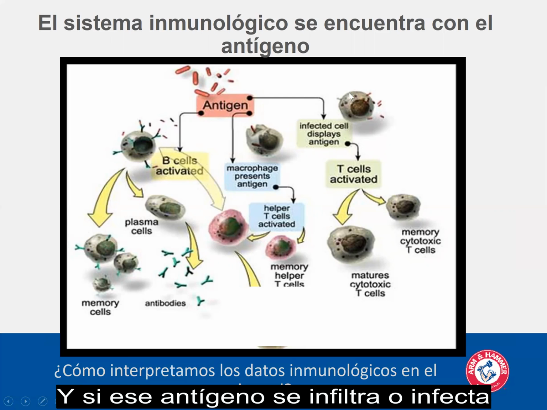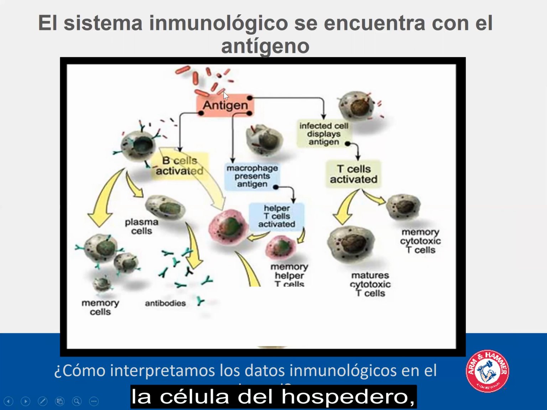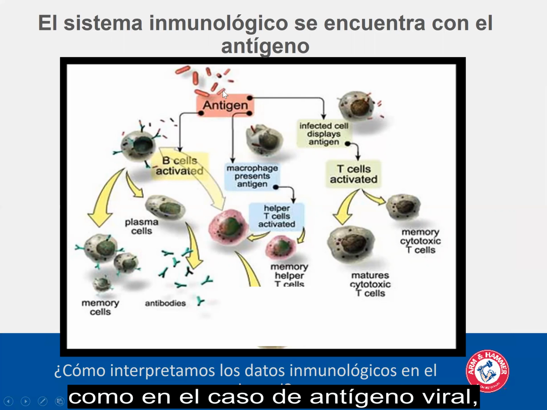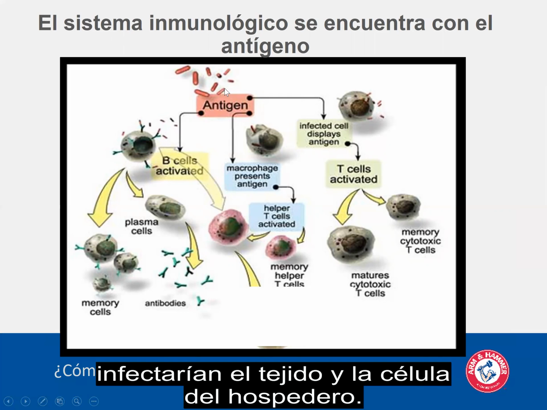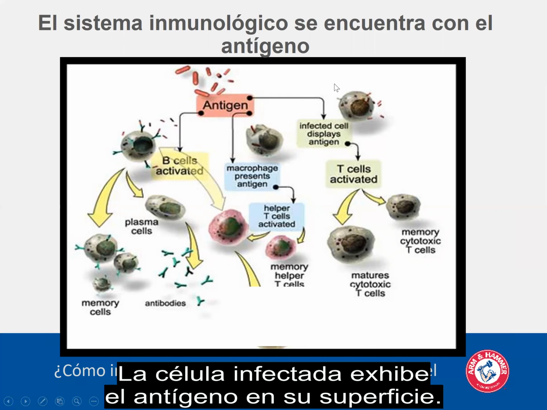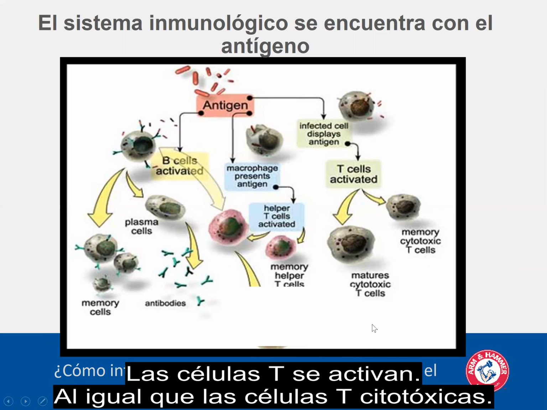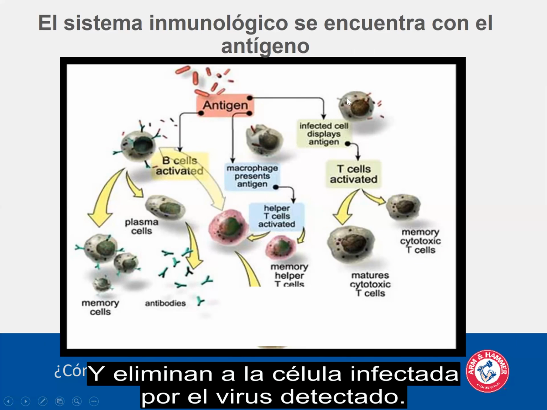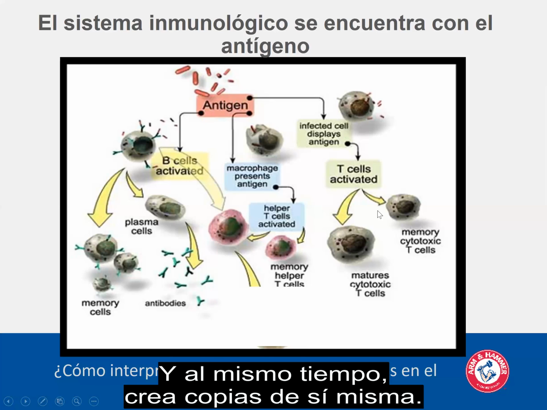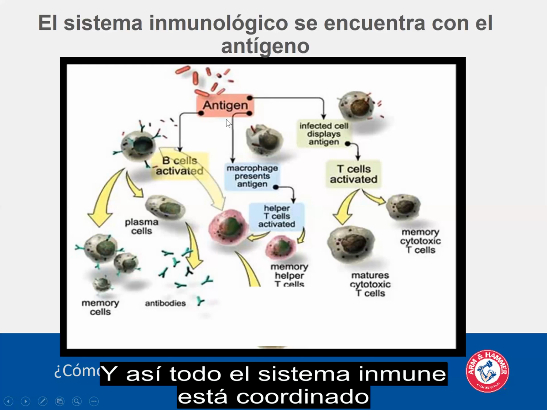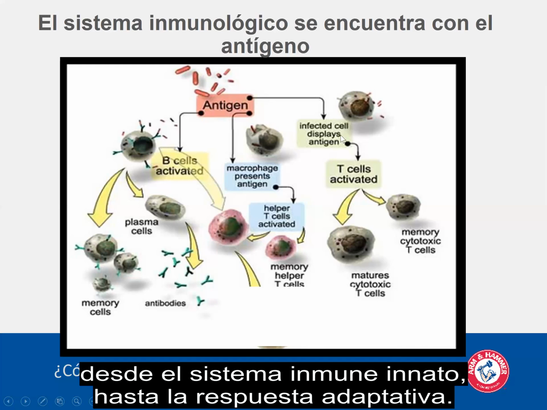And then if that antigen infects the host cell itself, such as in the case of a virus, a viral antigen that infects the host tissue and the host cell, that infected cell displays the viral antigen on its cell surface. T cells get activated as cytotoxic T cells, and then they eliminate that infected cell that they detect the virus has invaded. And at the same time, it makes memory copies of itself. So that whole immune system is coordinated really by the innate immune cells to the adaptive immune cells.